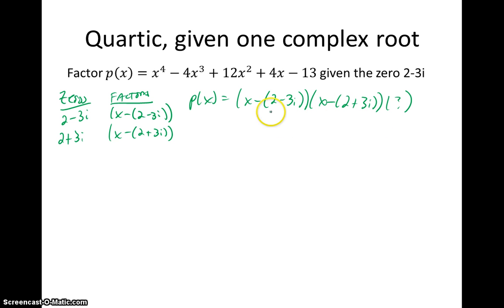multiplying these together first. So we could do that on a calculator. We could do an expand with this and see what we get. But we'll do it the old-fashioned way here, and we'll make a box. So I'm going to make a box here. Hopefully it's big enough.